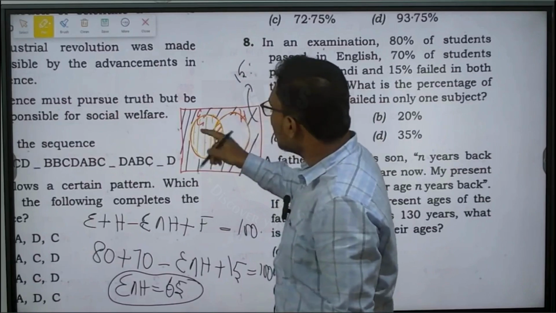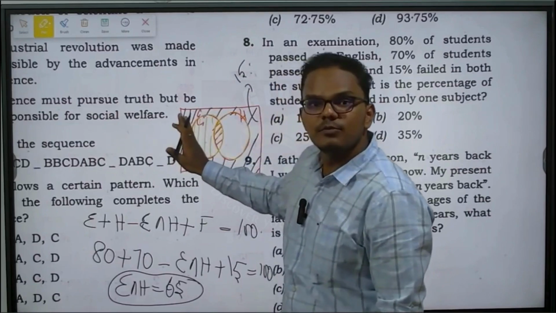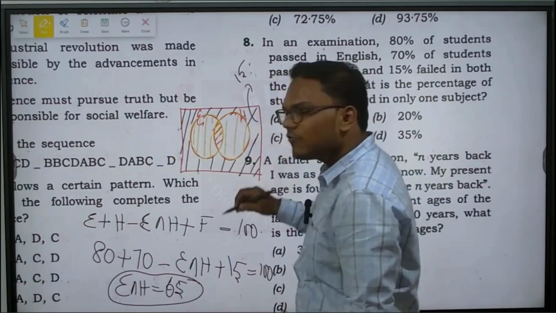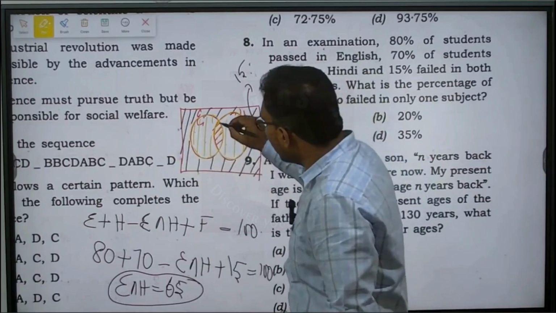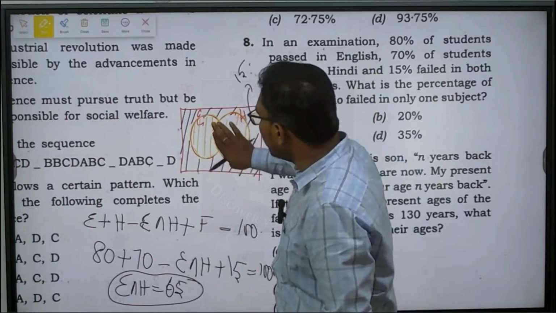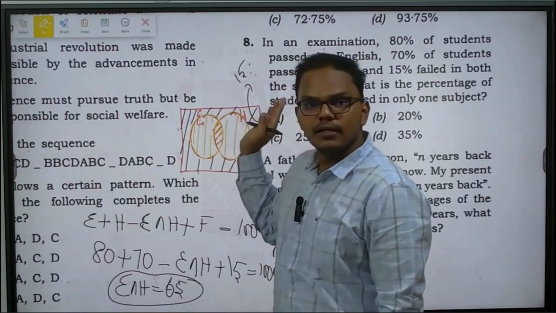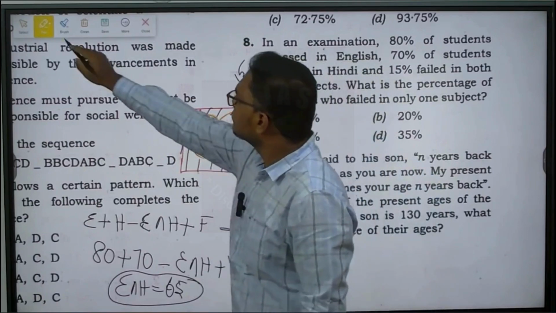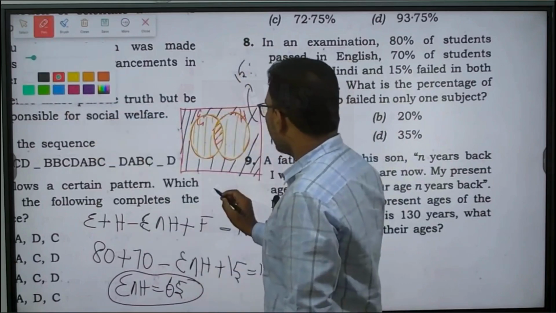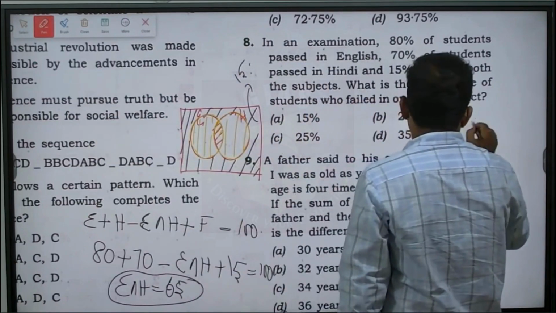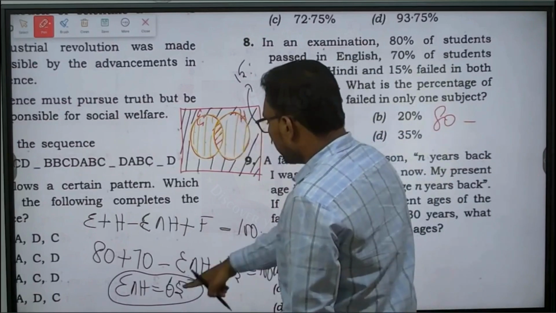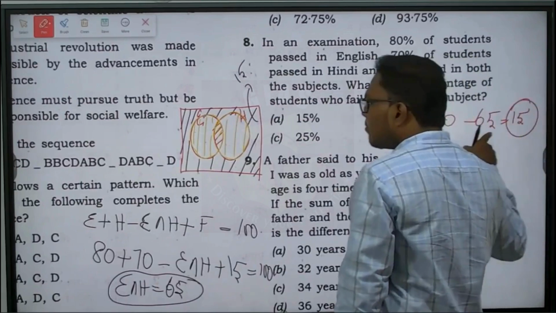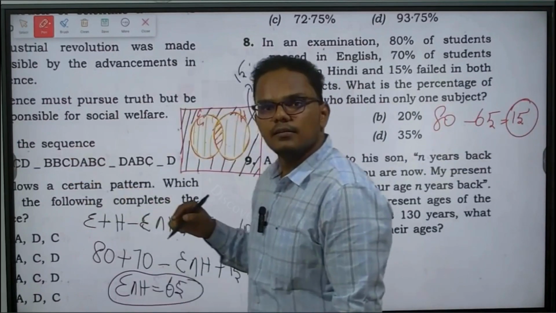That's because this is nothing but people who have passed only English, which means they have failed in Hindi. And this part is people who have passed only Hindi, which means they have failed in English. So excluding the center, this part is the one that is asked. So for that, what is the total English? English is 80. From that, subtract this part, that is 65. So this is 15. So these many people have passed in English, but they have failed in Hindi.